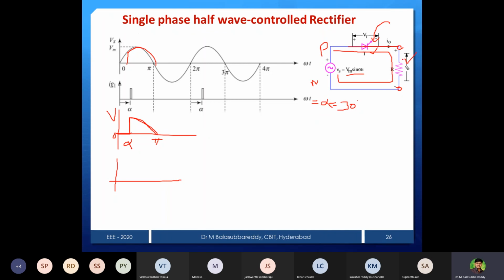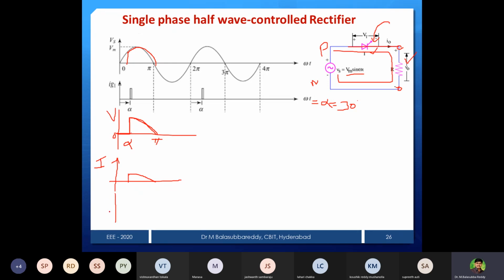That's why source voltage and load current are in phase. That's why you can draw the load current waveform same as the voltage waveform with reduced magnitude. So this is the current waveform. Exactly, voltage and current waveforms are the same except magnitude.